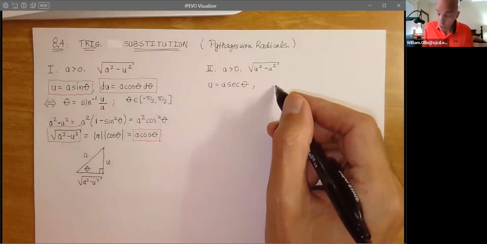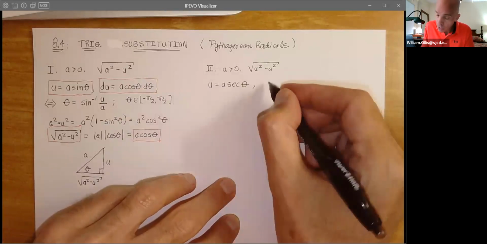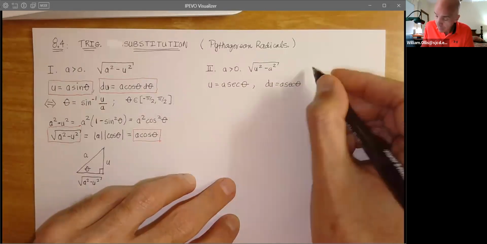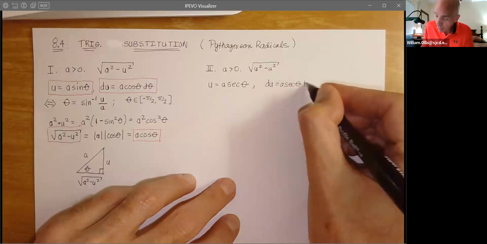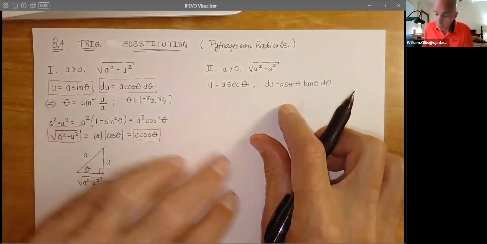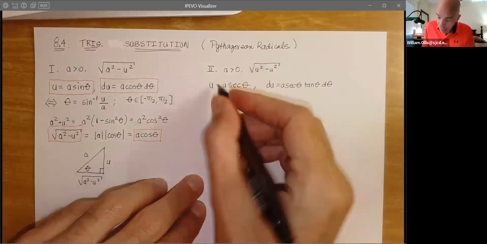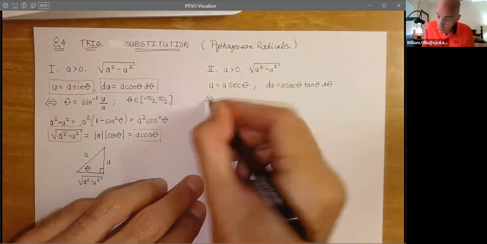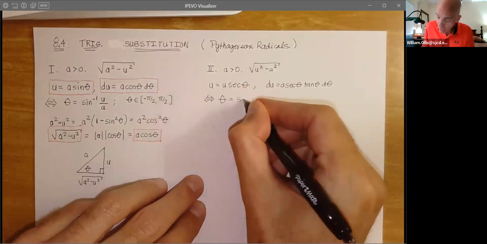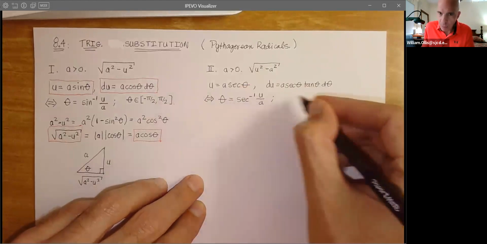And so the standard ones we want to do, because if we communicate with our mathematical friends, they'll be using these too. So du will be a secant theta tangent theta d theta. So just like we have here, we've got the u and the differential, which we'll always need in our problem. And then, of course, we can do the same thing, divide by a and take inverse secant. So theta is the inverse secant of u over a. Now, of course, this one's a little bit more complicated.